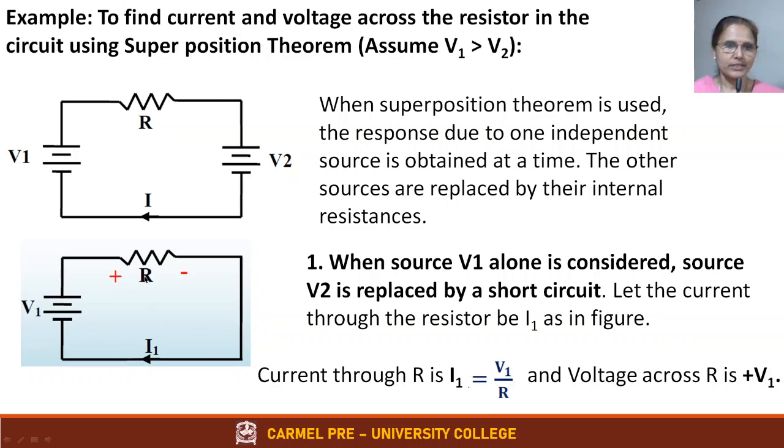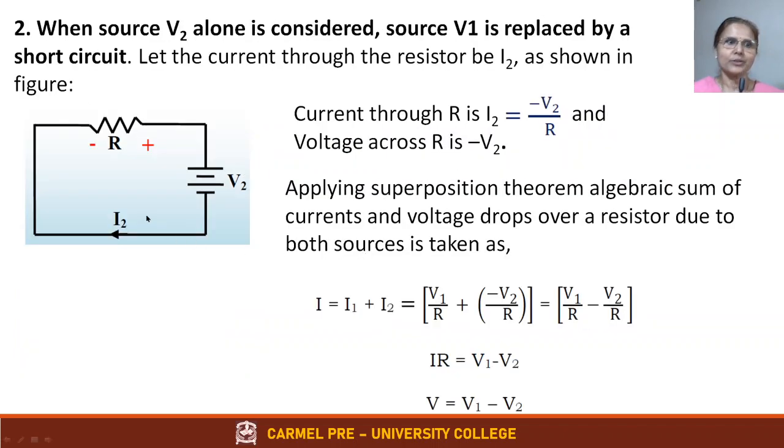And what is voltage across R? You have to see the polarity of the resistor. Positive of V1 is coming here, negative of V1 is coming here. So voltage across R is going to be plus V1. That is what is this. You have to first consider using only one voltage source. Now the second will be when the second source is considered, and we are going to short this.